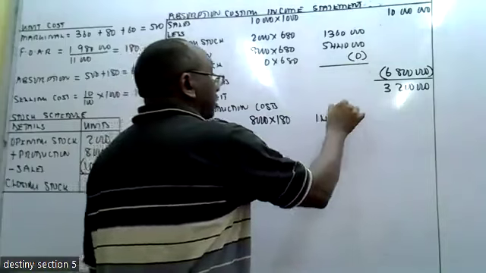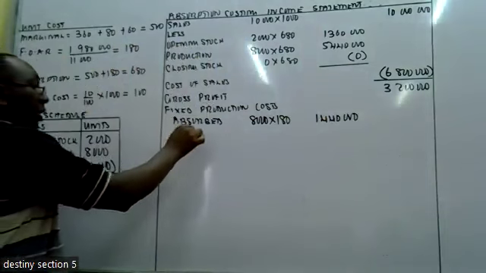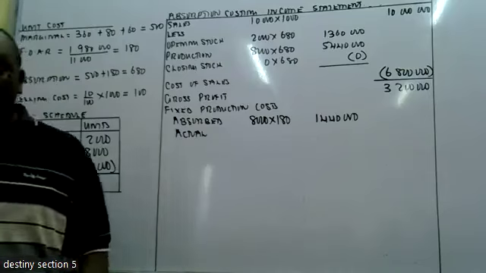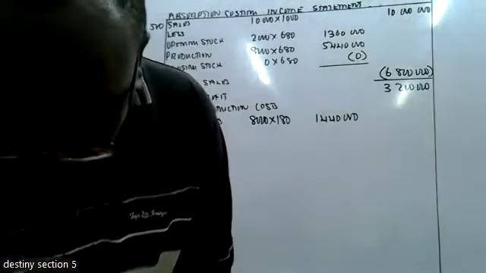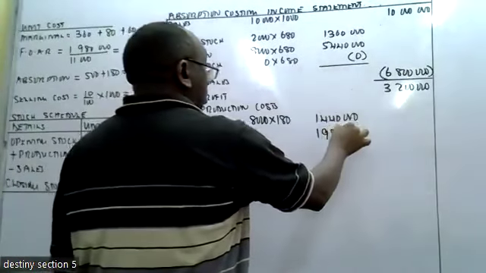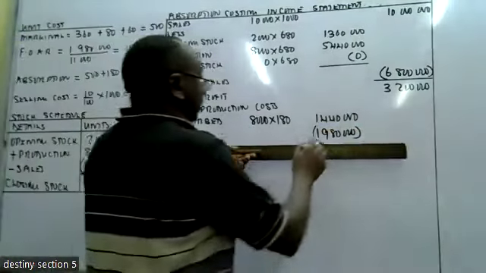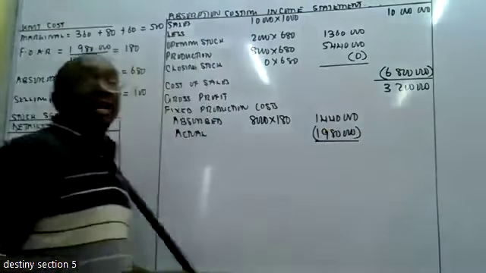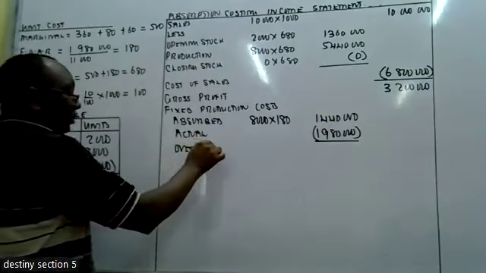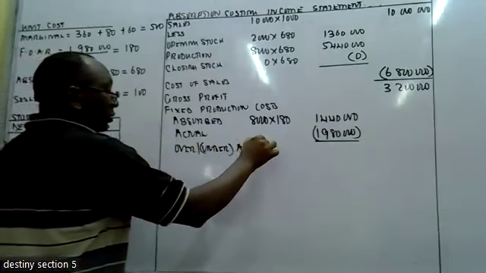$14.40. Then you bring the actual. And I've told you, if the actual is not provided, you go for the budget, which is 1980. So the difference between the two of them will either be over or under absorption.